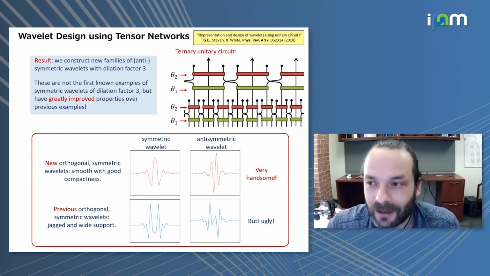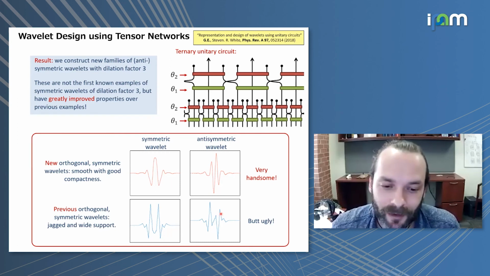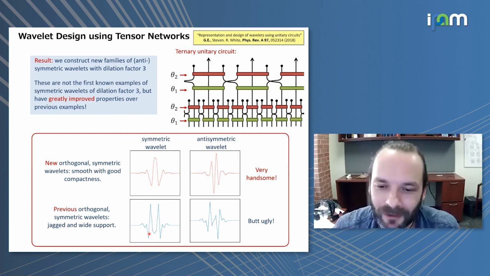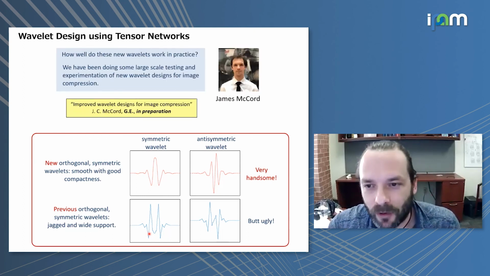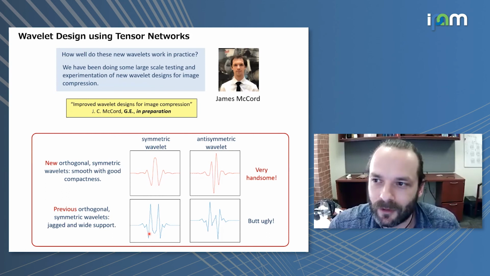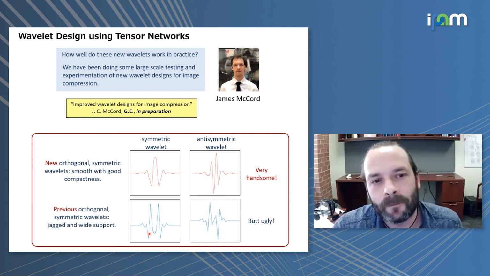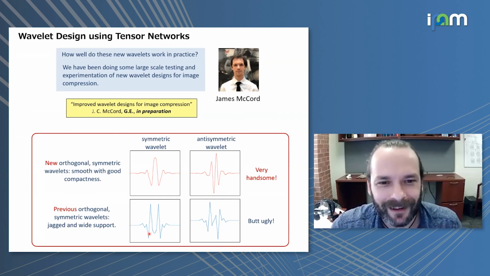So by leveraging this tensor network technology, our circuit understanding, we were able to do a much better job as compared to previous wavelets, which were very jagged and very spread out and just not very good in practice. Okay, and then I've been working with James McCord, who's a student at Georgia Tech, who's been doing a really good job in testing and evaluating the performance of these wavelets. And we're almost finished writing a paper about this.